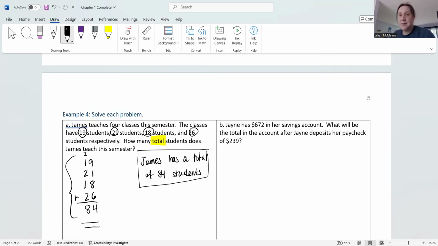So Jane has $672 in her savings account. What will be the total? So again, there's a word that kind of indicates add. What would be the total in the account after Jane deposits her paycheck of $239? Okay. Well, we have 672 plus 239. If you wanted to use your calculator, that would be okay, but I have to at least see this. I have to know that you understand that you're adding these 2 numbers. The calculator can do the hard part if you want, but you have to show me your setup, okay?